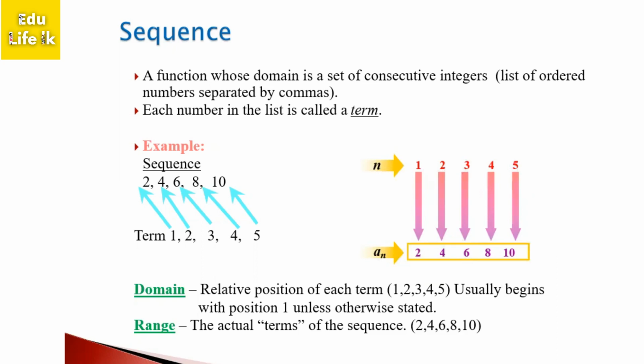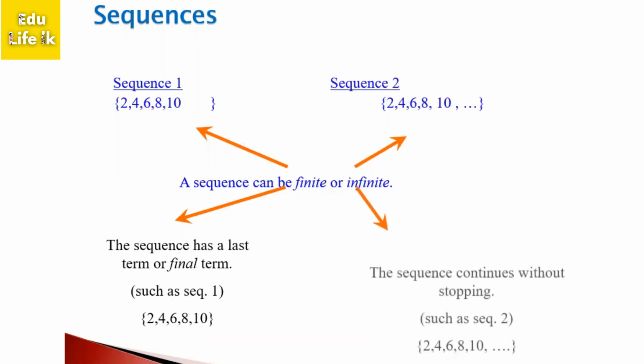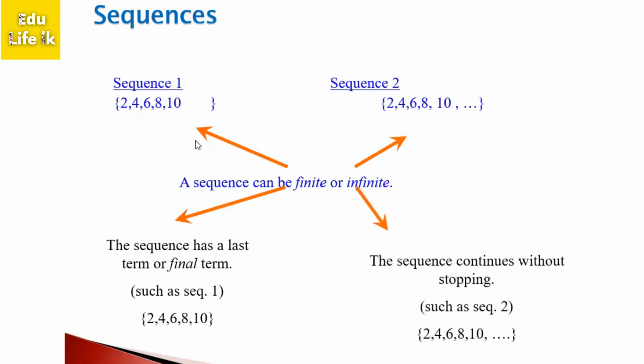The next one: finite sequence and infinite sequence. A sequence can be finite or infinite. Now you already have that idea, but this one represents finite sequences. There are only finite terms.